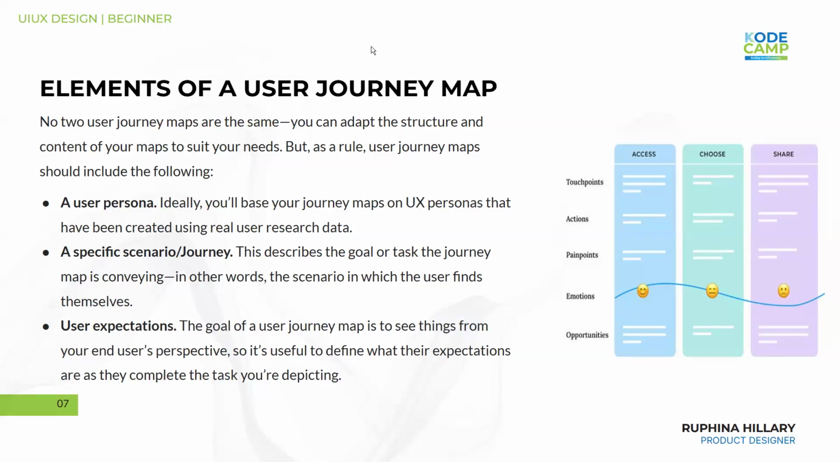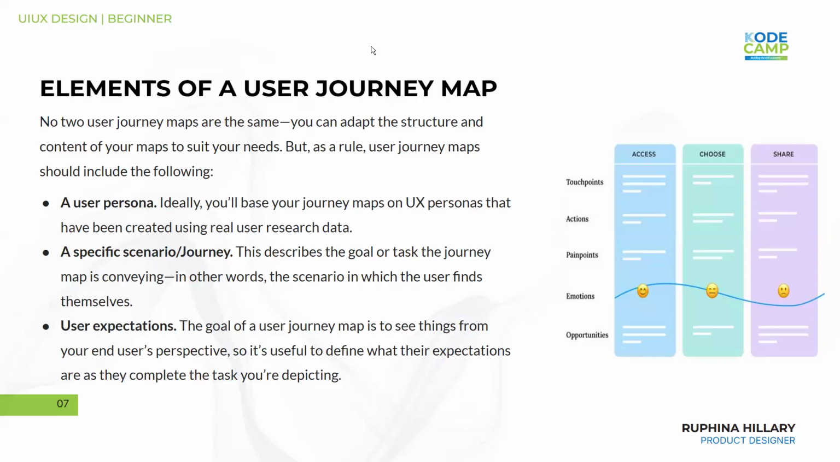Now, no two user journey maps are the same. You can adapt the structure and content of your maps to suit your needs. But as a rule, user journey maps should include the following. One, a user persona. Now we have already touched on what a user persona is.